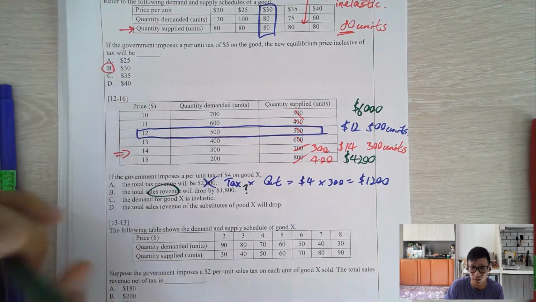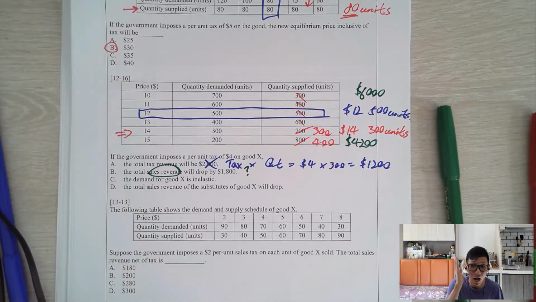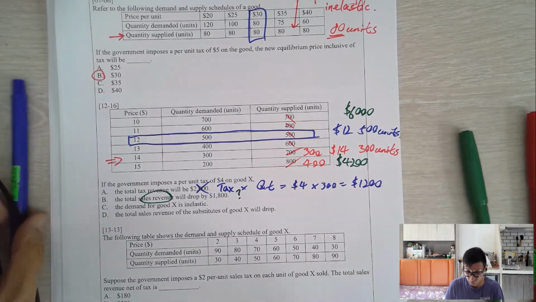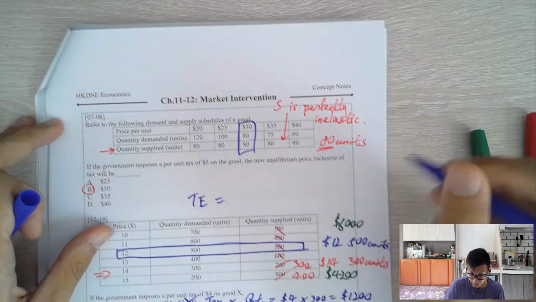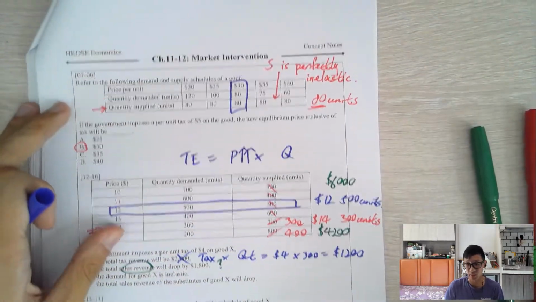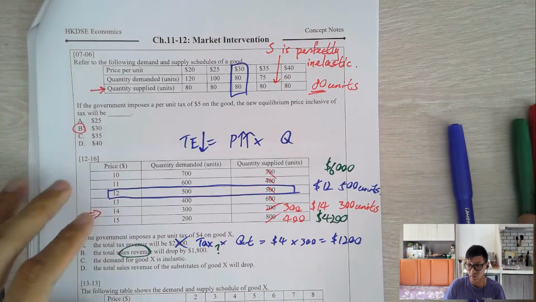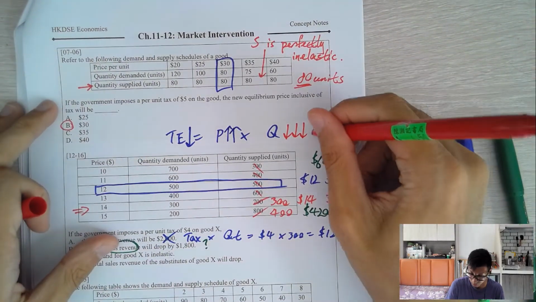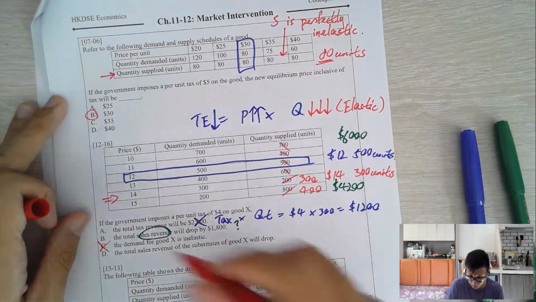Let's leave B blank first. Now C, demand is inelastic. How do you determine? It's easy, right? You see, 6,000 to 4,000. Total expenditure equals P times Q. We see that price has increased, but total expenditure has decreased. How to balance this equation? We need the quantity to change faster. So this is elastic demand. It says inelastic. No, C is not correct.